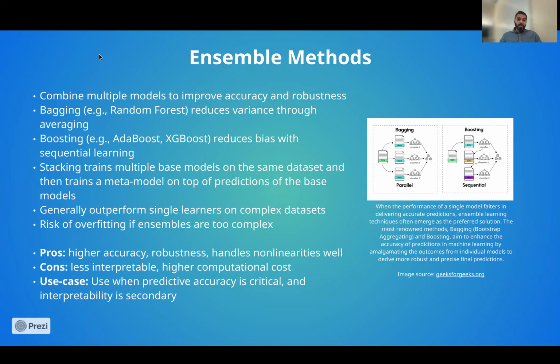But the cons in return, for getting all of the good stuff, the higher accuracy and robustness, you get a model that's less interpretable, right? Because you have multiple different coefficients now from all of these models to look at to understand why it came up with a certain prediction. And obviously higher computational cost to train all of these models and to run inference. So that's another piece that needs to be considered. But if predictive accuracy is critical and interpretability isn't as essential, these are still very commonly deployed in the field.